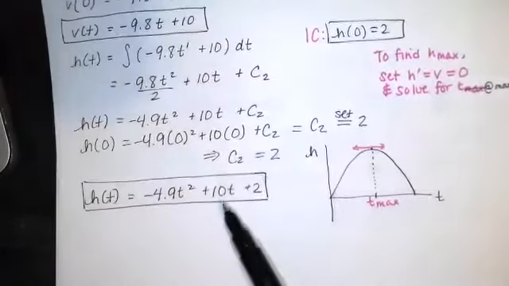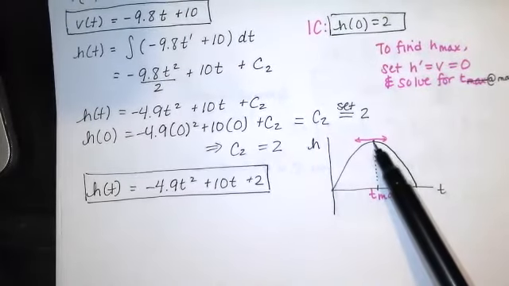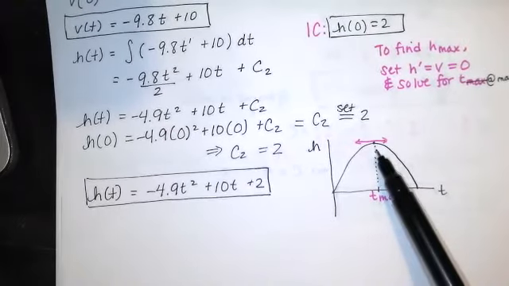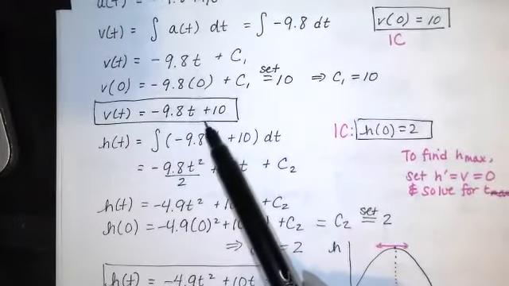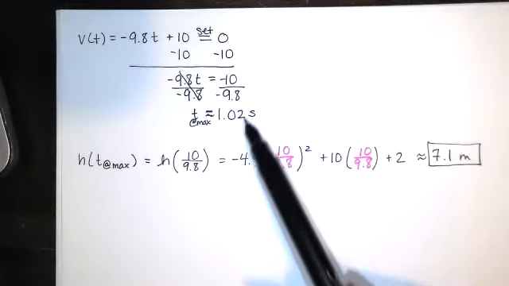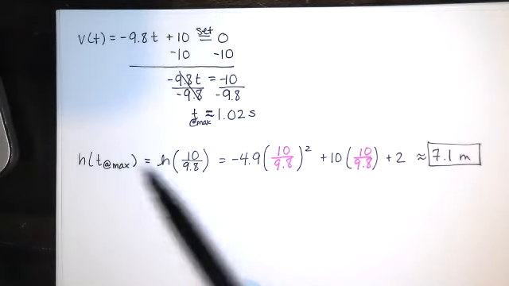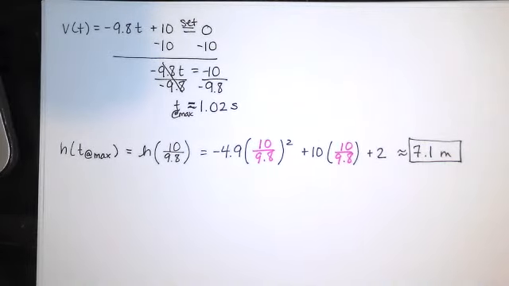So I said, okay, I want to maximize this function. It looks like this, which means I want to find the place where the derivative of the height is 0, where the derivative of the position is 0. Well, the derivative of position is velocity. So I set velocity equal to 0, solve for t. I evaluate the height function at that particular value of t, and then I get the maximum height right here.